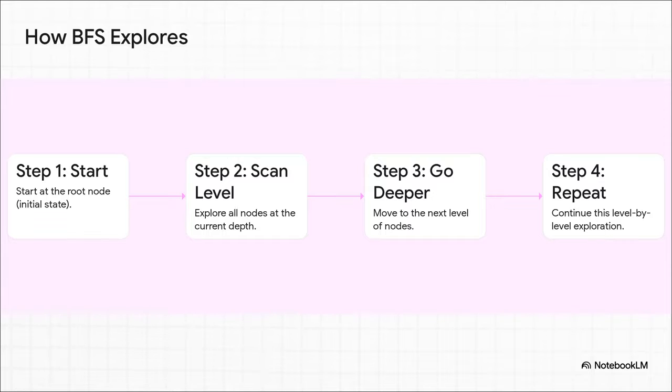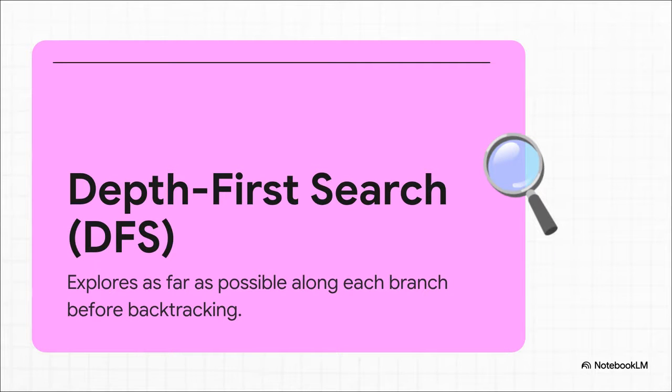And then, on the complete other end of the spectrum, you have our reckless explorer, depth first search, or DFS. This one's the polar opposite. It just picks a path and goes for it, diving down as far and as fast as it can. It doesn't look left or right. The only time it reconsiders is when it smacks into a dead end. Then it backtracks just enough to try the next deepest route.